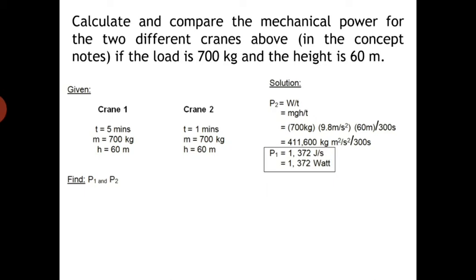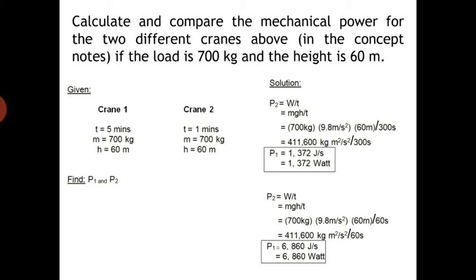We have mgh over t. Substitute the values. We have 700 kilograms, the acceleration due to gravity of 9.8 meters per second squared, the height of 60 meters, and the time. Okay, take note, do not use the time in terms of minutes. You must convert it to seconds first. So we have 5 minutes, that's equivalent to 300 seconds. Simplifying them, we will get 1,372 watts of power for crane 1.